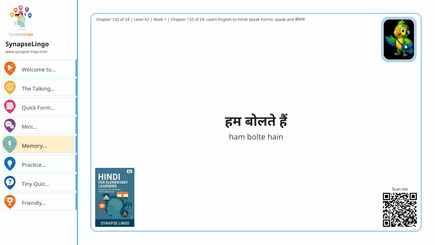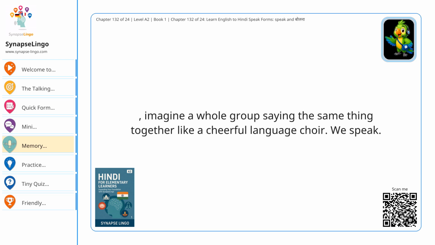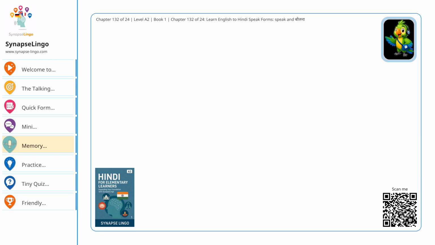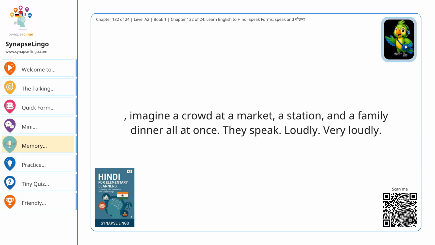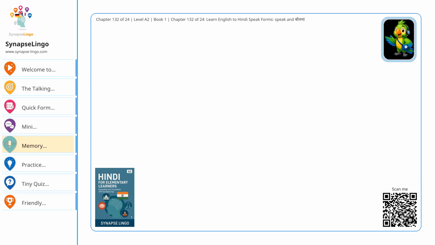6. हम बोलते हैं. Imagine a whole group saying the same thing together like a cheerful language choir. We speak. 7. वे बोलते हैं. Imagine a crowd at a market, a station, and a family dinner all at once. They speak. Loudly. Very loudly.